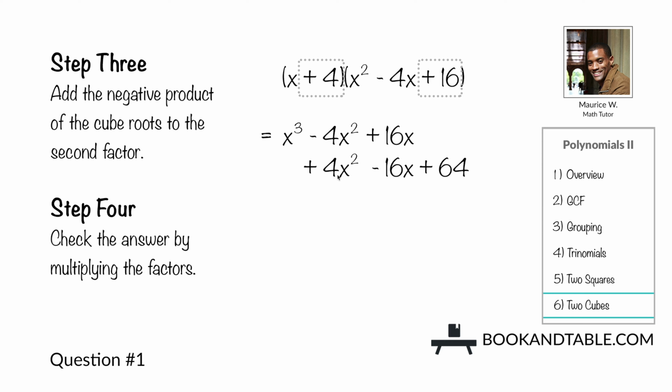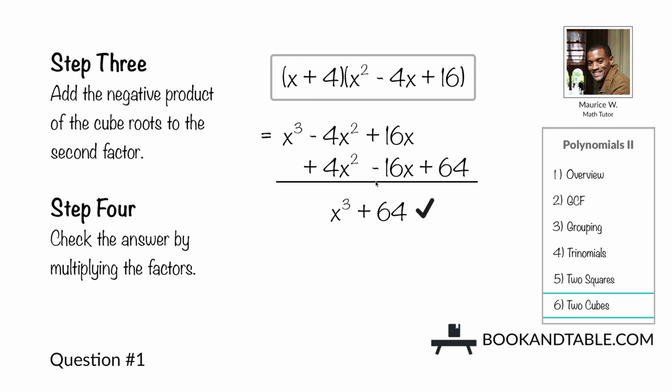Negative 4x squared and positive 4x squared cancel each other out. Positive 16x and negative 16x cancel each other out, leaving us with x cubed plus 64, our original polynomial, thus confirming that once we factor x cubed plus 64, we will get x plus 4 times x squared minus 4x plus 16.